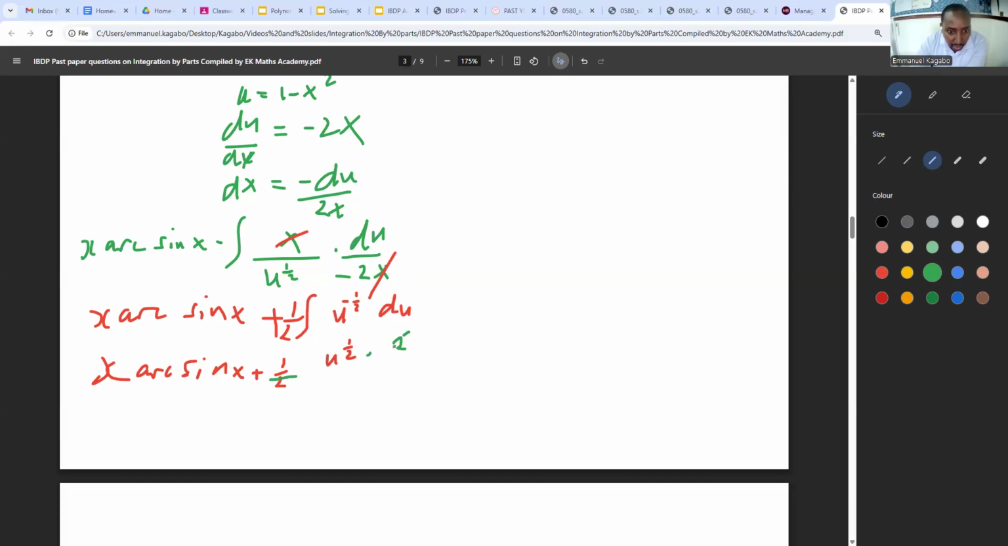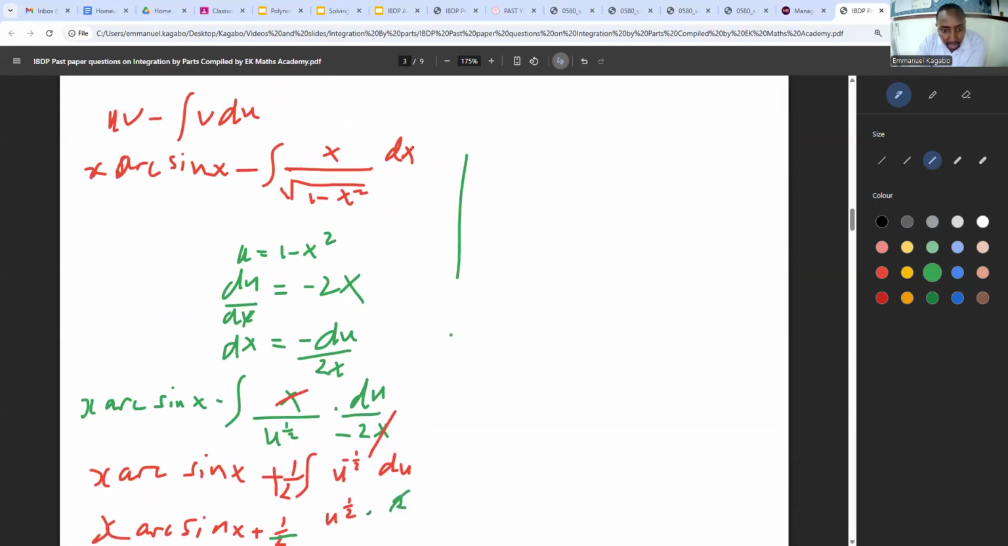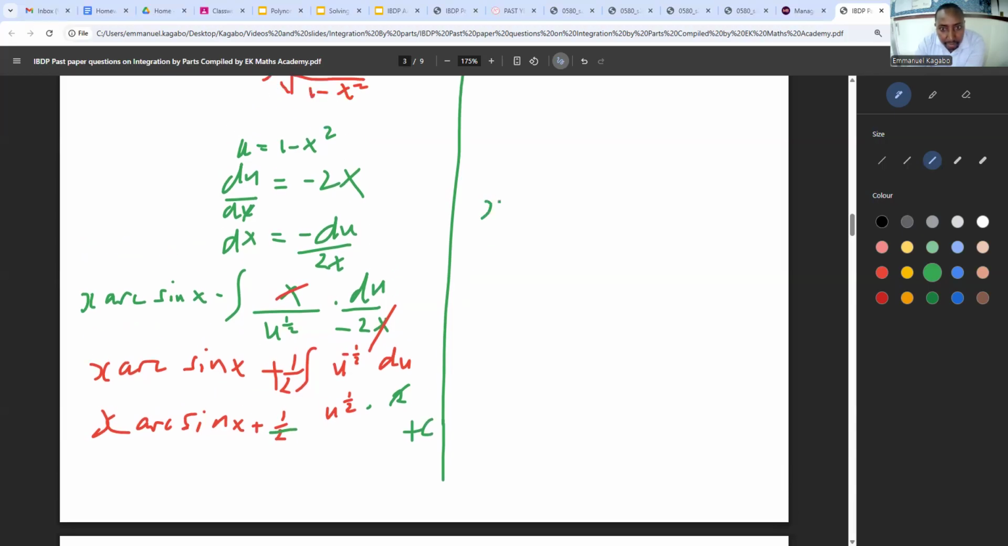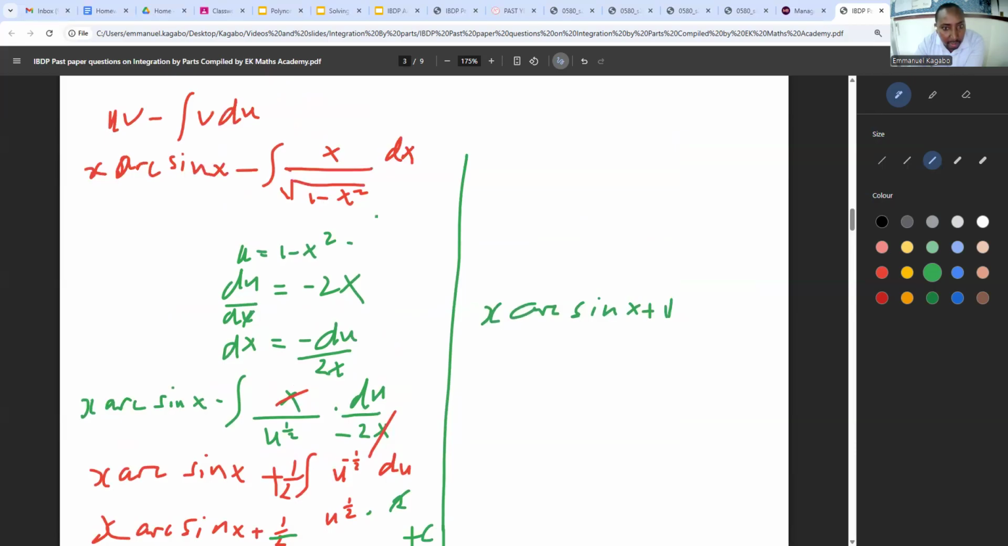Now, this 2 cancels out with that. So what do I remain with? Okay? The question is over here. Now, what do I remain with now? Okay? Don't forget to write plus c here, guys. So I'm going to have x arc sine x, plus u power half. u power half means square root. Remember what is u? Guys, you remember? This is my u. So it's going to be square root of 1 minus x squared, then plus, sorry, my bad here, plus c.